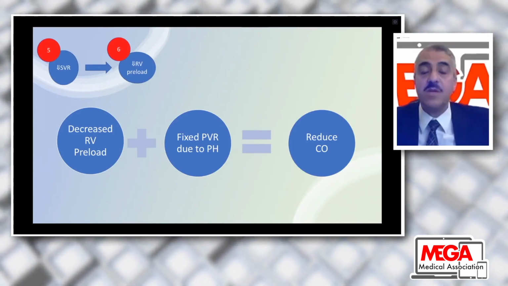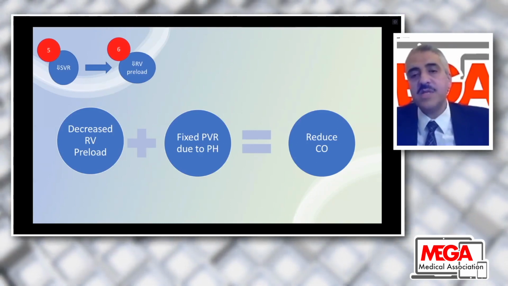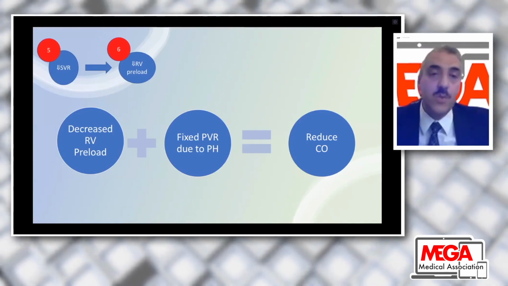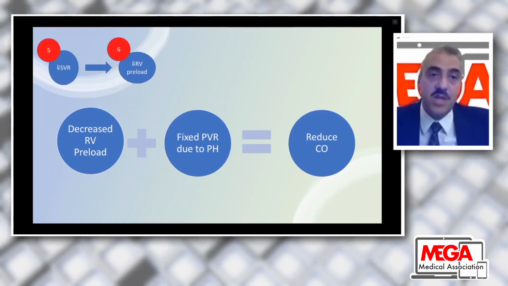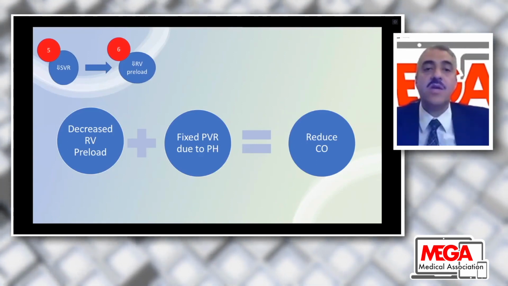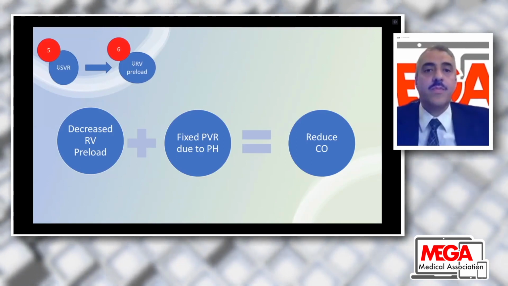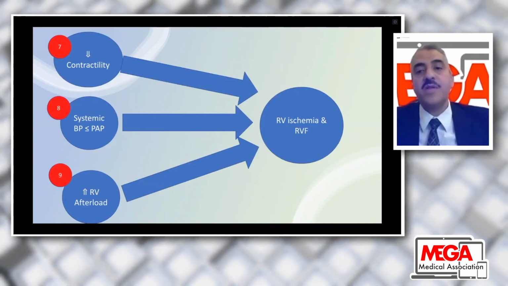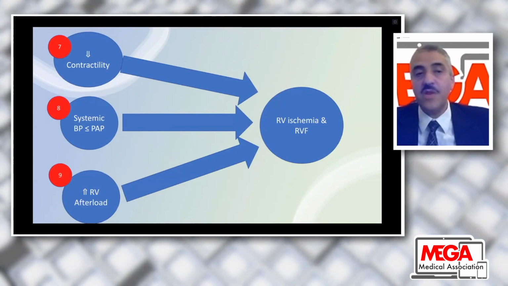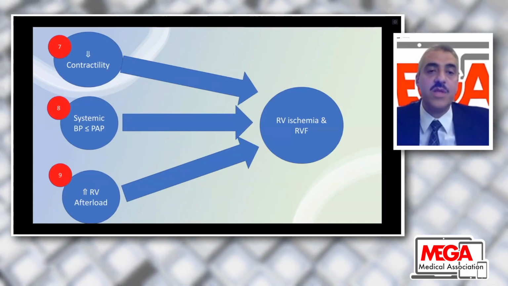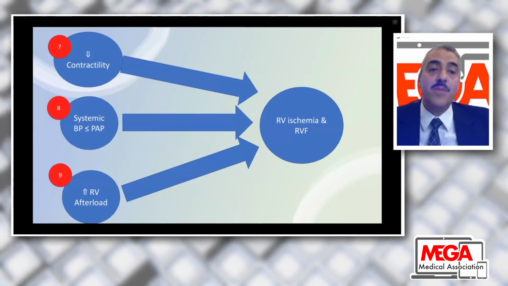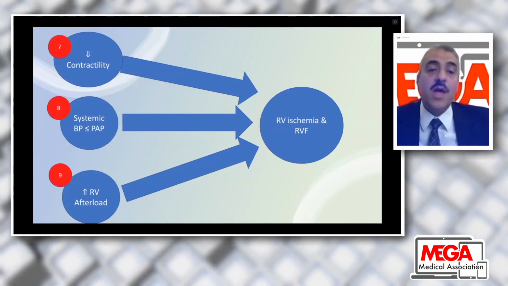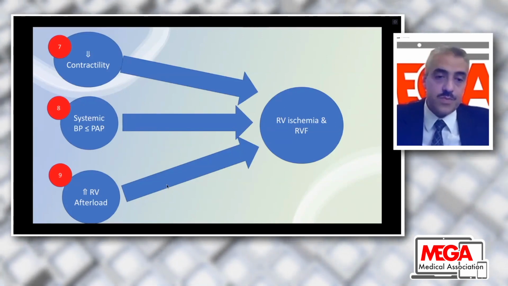Decreasing the right ventricular preload with fixed pulmonary vascular resistance due to pulmonary hypertension will induce a reduction in cardiac output. So we need to fight against the decrease in systemic vascular resistance and the decrease in right ventricular preload. There are many factors we need to avoid so as not to cause right ventricular ischemia and right ventricular failure, like decreasing the myocardial contractility, decreasing the systemic blood pressure to reach the same as or below the pulmonary artery pressure, and increasing the right ventricular afterload.